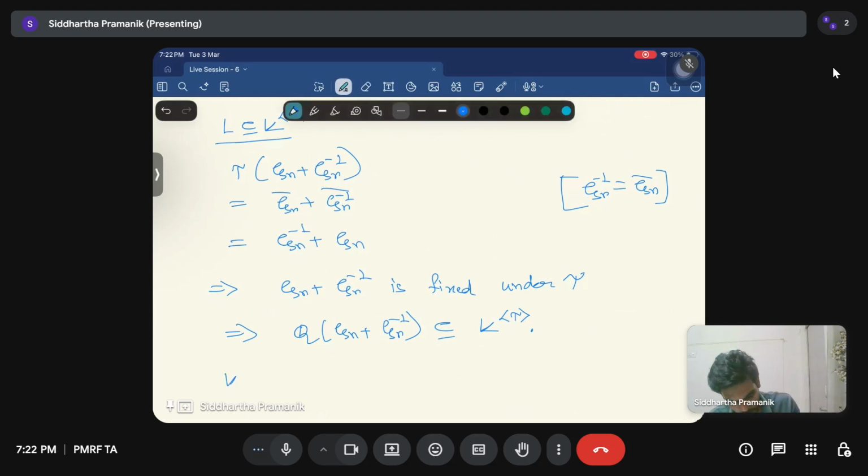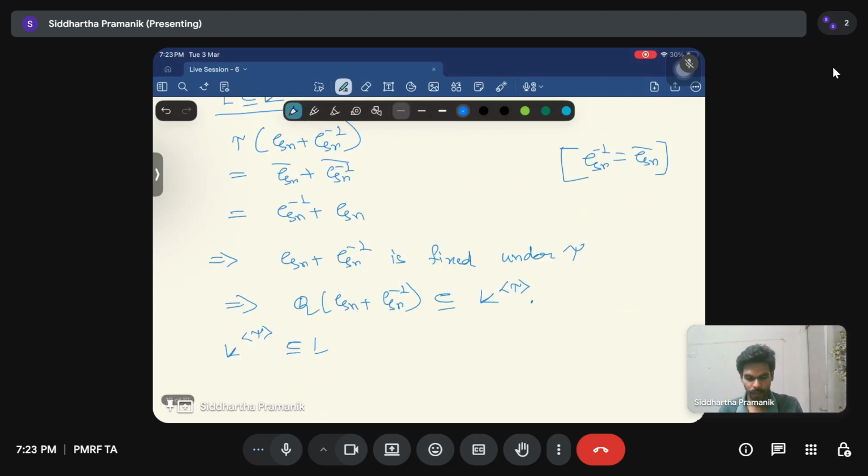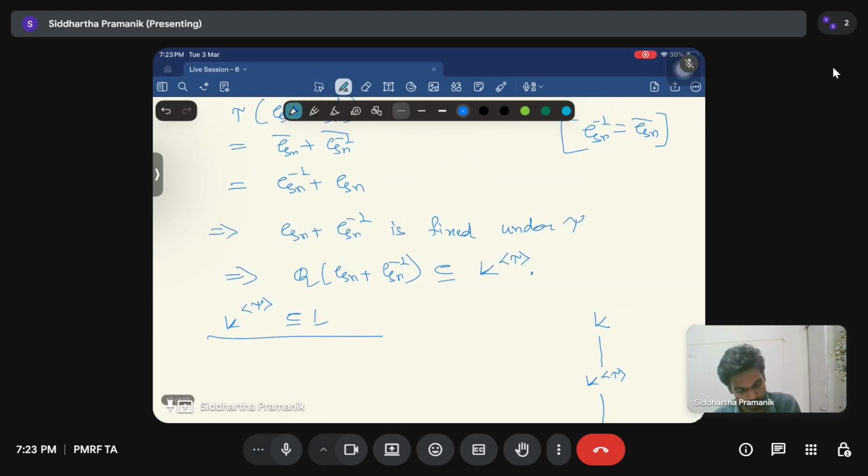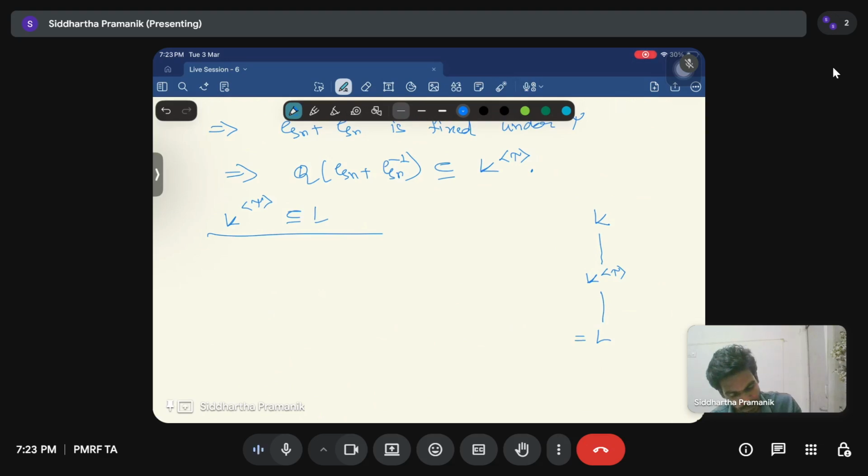Now the other side. The fixed field of this one is a subset of L. How to do this? So here we have K. Here we have the fixed field of tau, and here we have L. So this much we know. This is the same as Q adjoin zeta n plus zeta n inverse.